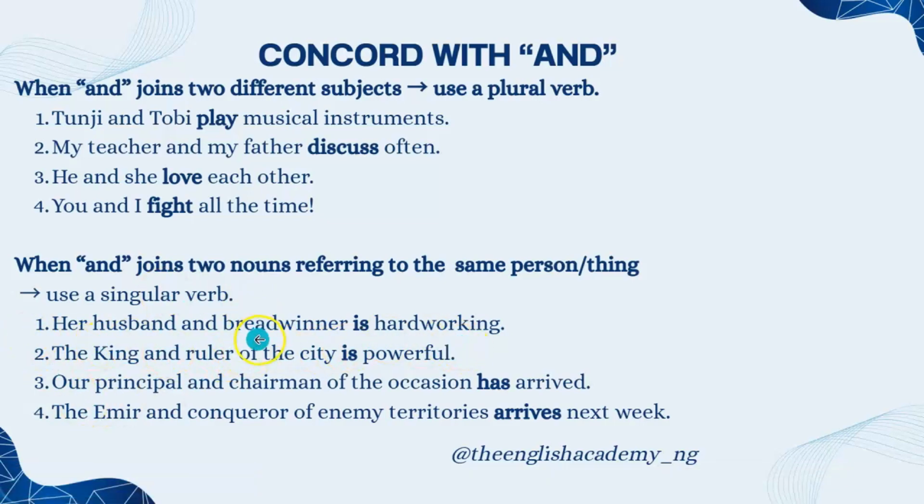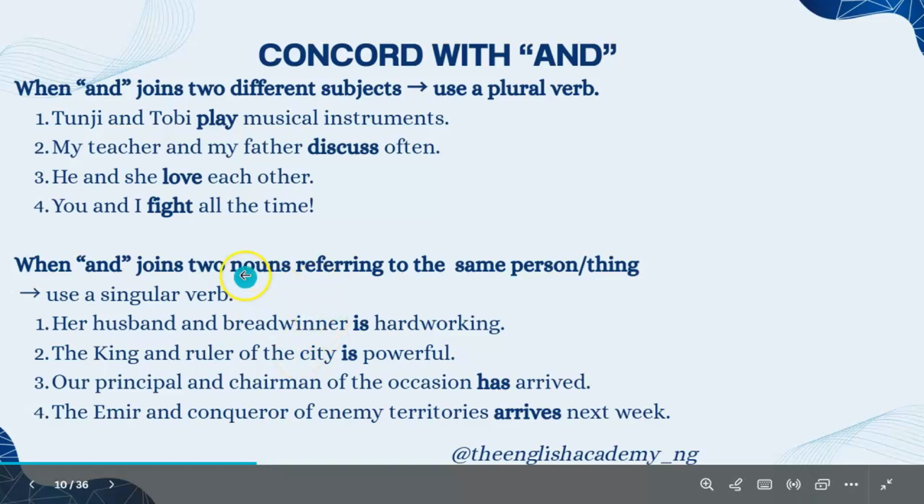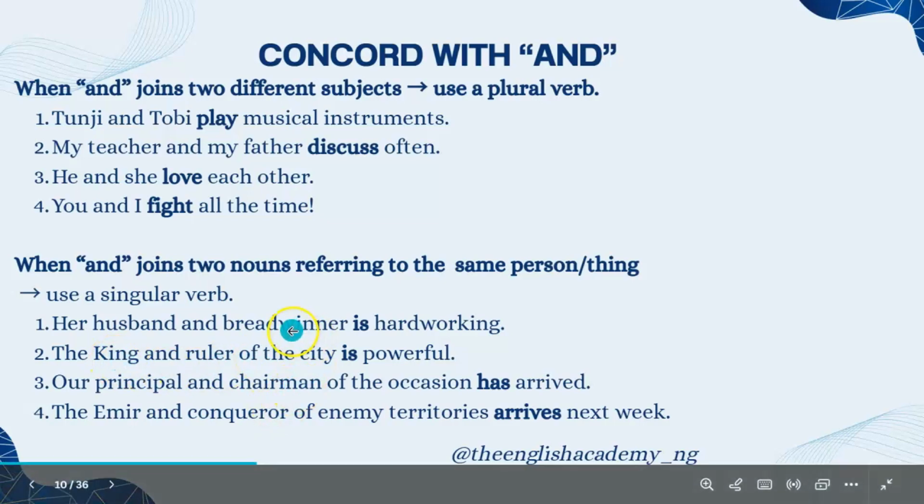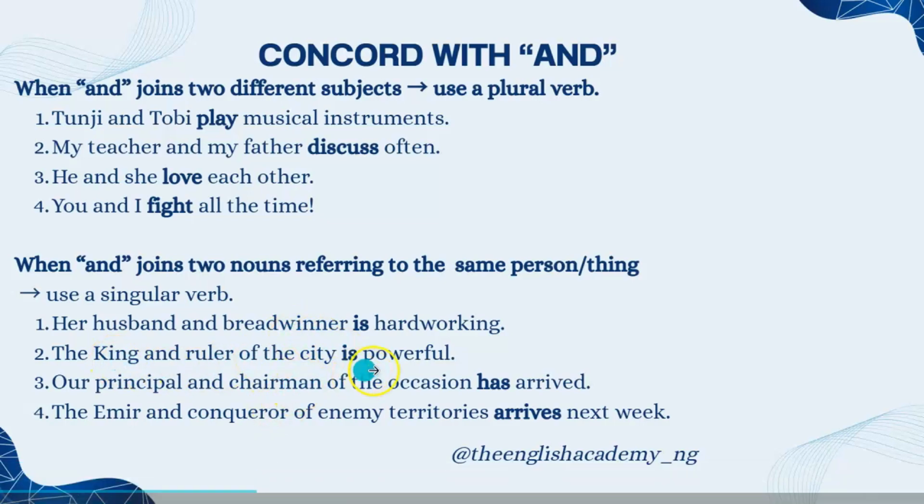No, if there's article the, that means we are saying, well, the person that is her husband is not the person that is feeding her, that is the breadwinner. But here, her husband is still the breadwinner. That's why it is: the king and ruler of the city is powerful, not are powerful, because the king is the same person as the ruler. We are going to check the other aspect in the other slide.